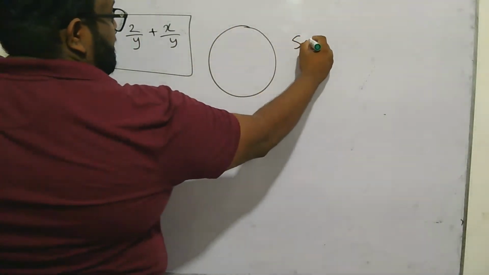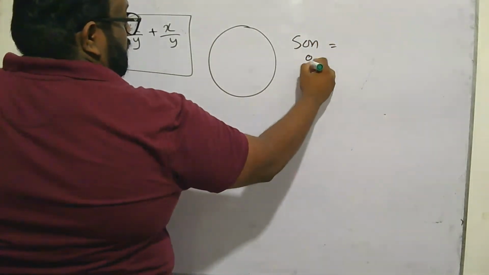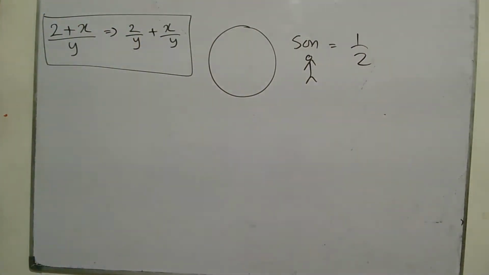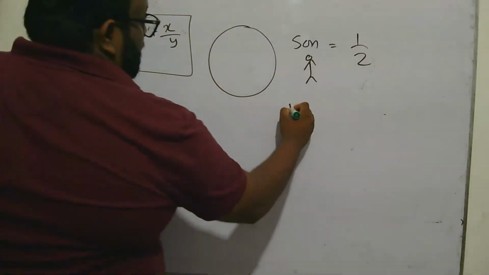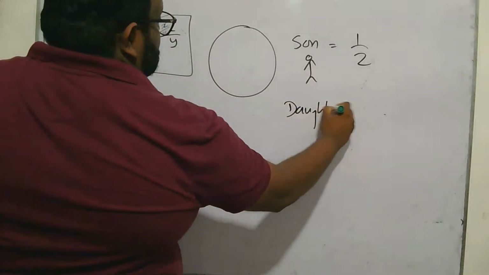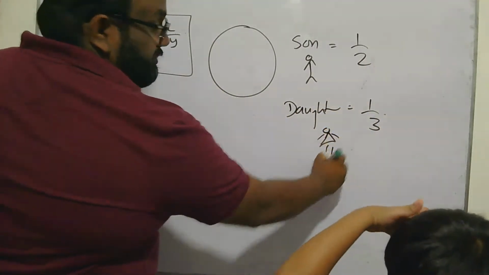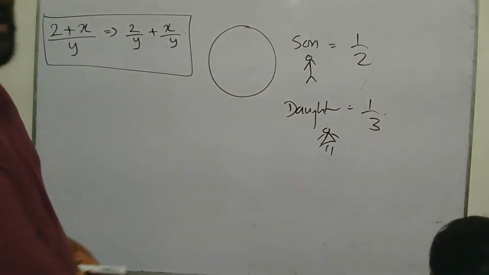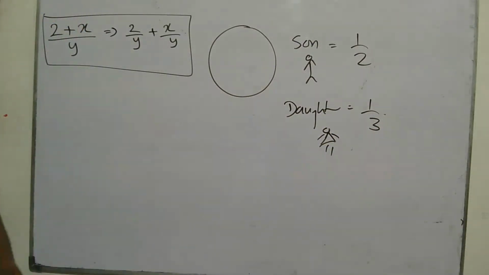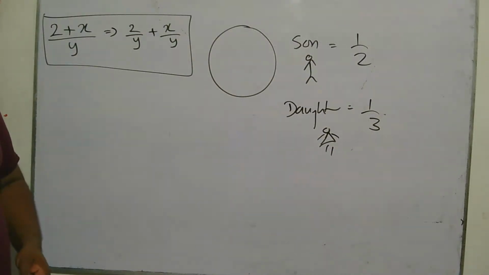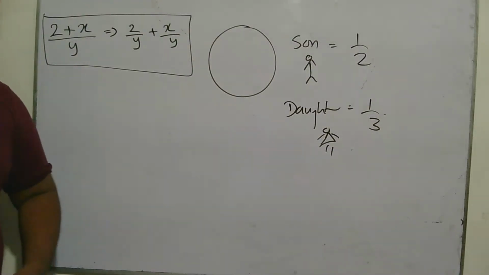Now, son says he needs half of the cake. And daughter says she needs 1/3 of the cake. Right? Son says he needs half of the cake. Daughter says she needs 1/3 of the cake.